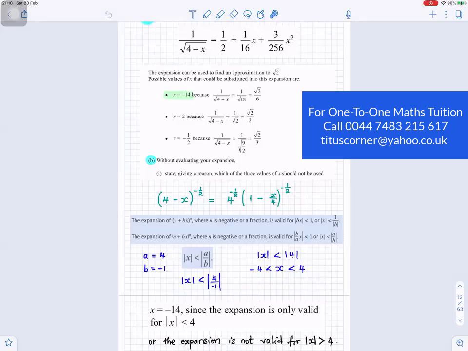So which one should we not use? x equals minus 14, because the range goes from minus 4 to 4, and minus 14 is well outside. So minus 14 is there, minus 4 is there, and 4 is there. So minus 14 is not in that range. That's why. So the expansion is not valid for the absolute value of x greater than 4. So that's what you can write as well.